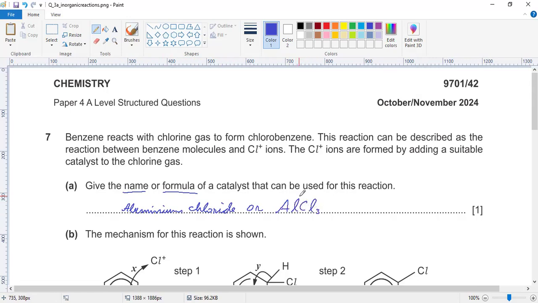Aluminum belongs to group 3, so it has a 3+ charge, and chloride has a -1 charge. So the formula would be this, as you have seen from your O level, that the charge number is written as a subscript of the alternate ions.